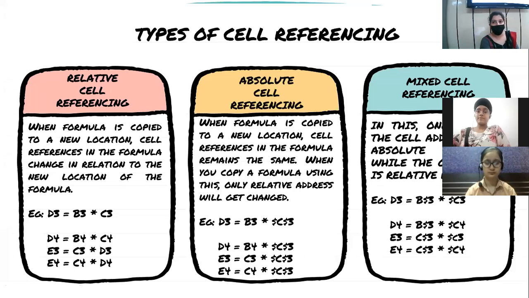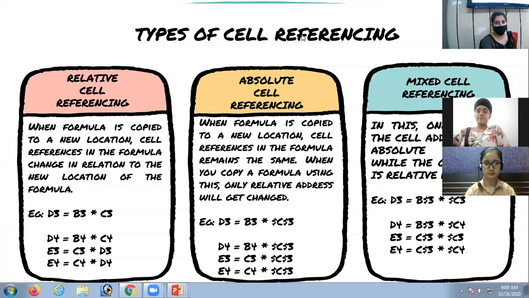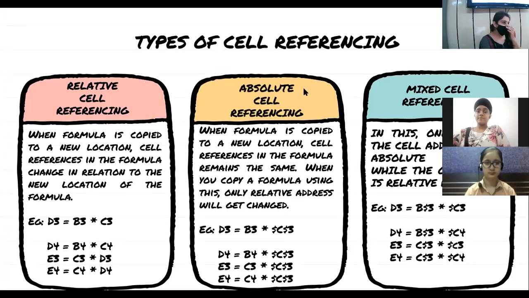And in case of absolute, the content will not change at all. Neither the row will change nor the column will change, not even a partial change will be there. But in case of mixed reference, a partial change will be there. Either the row will get changed or the column will get changed. Clear? Now, how are you able to understand whether the row or column is to be changed or whether both will not get changed?